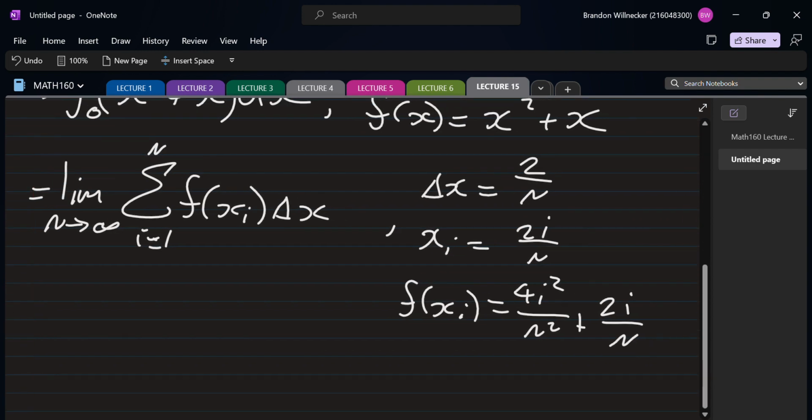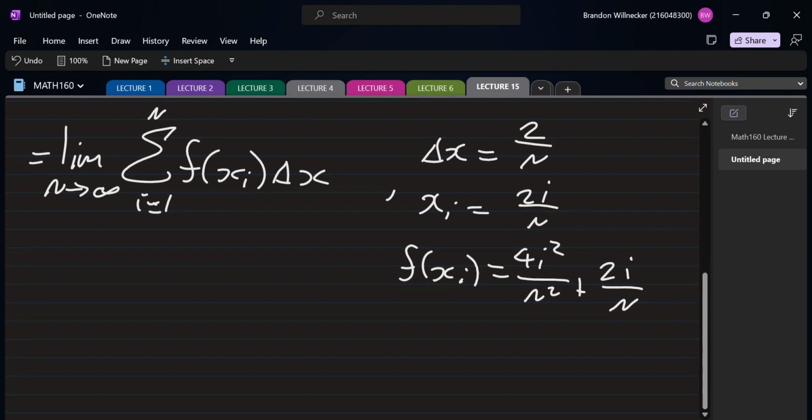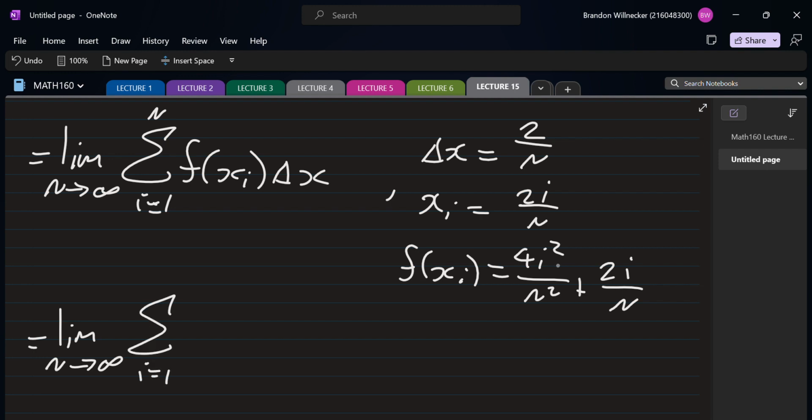Now let's put everything together. The limit stays. So we have the limit as n goes to infinity, the sum from i equals 1 to n. F of x_i, we calculated that and we checked that, hopefully. So it will be 4i squared over n squared plus 2i over n. And please remember your delta x. If you forget your delta x, you're going to get infinity as your answer, which is wrong. Delta x is 2 over n.